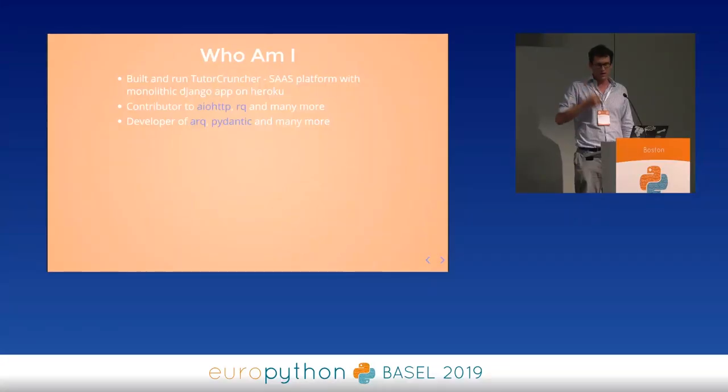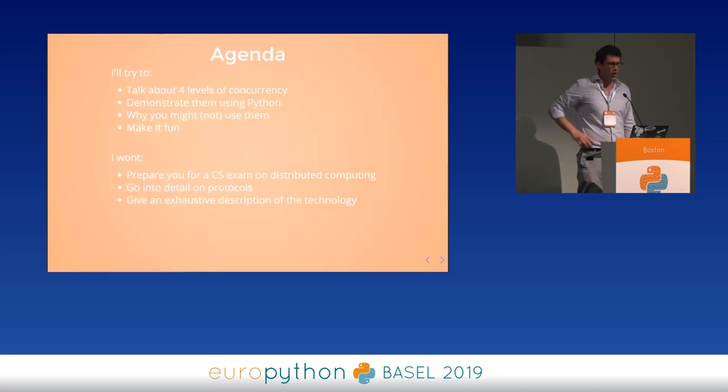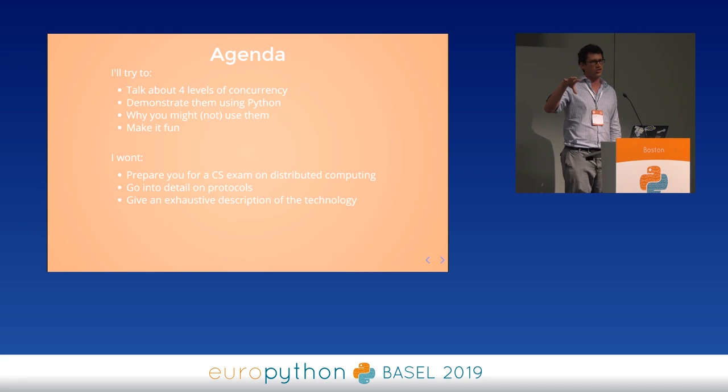As part of that process, over the last 3 or 4 years, I've become a contributor to AIOHTTP and to RQ, and built a bunch of libraries of my own, in particular ARQ, which is an asyncio successor to RQ, and Pydantic, which isn't really relevant but is quite popular. I wanted to give this talk because I got a long way as a developer without really understanding the landscape of how parallel programming works within Python and also in general. So I wanted to give a high-level introduction.